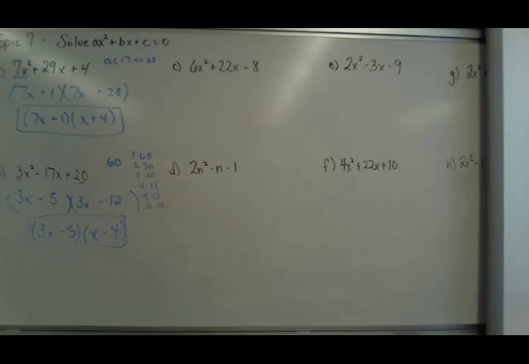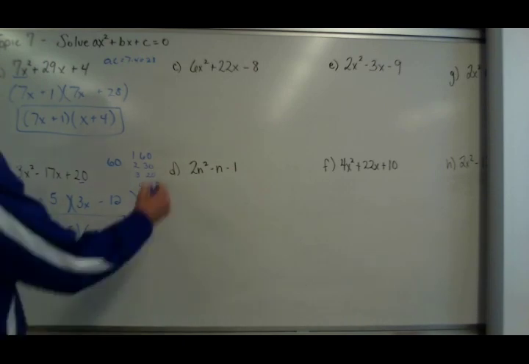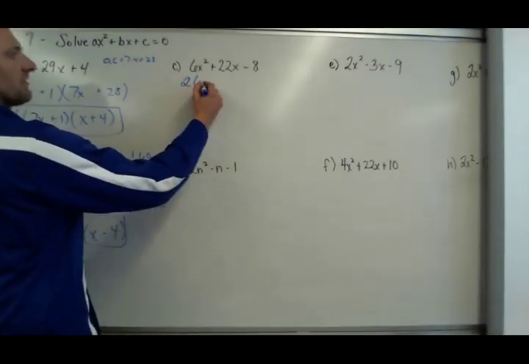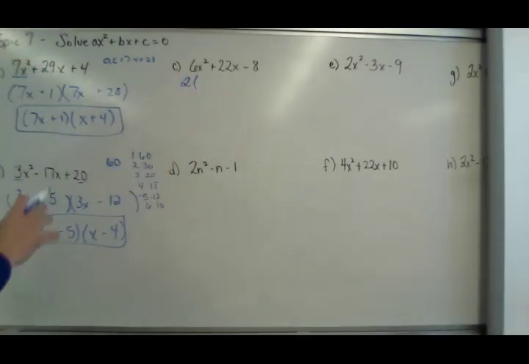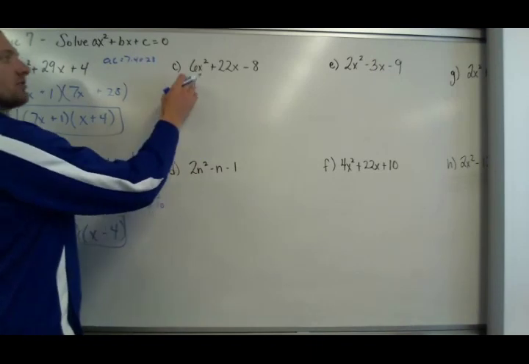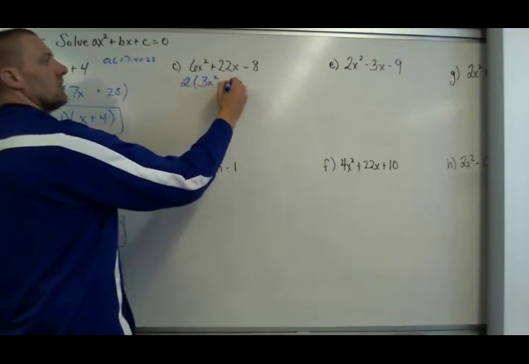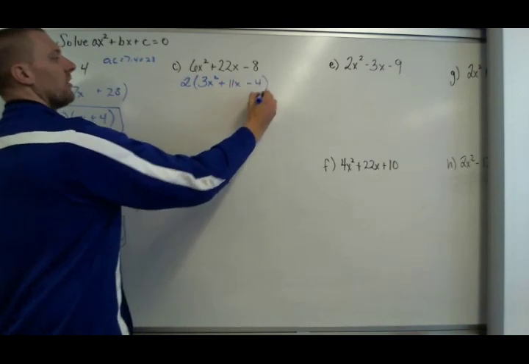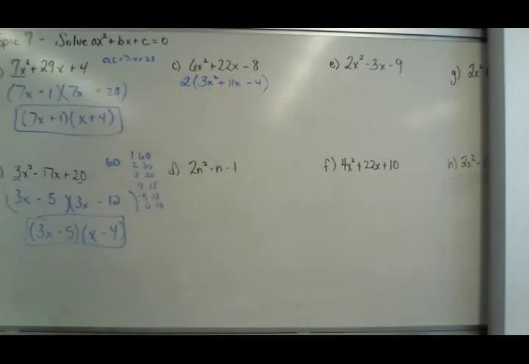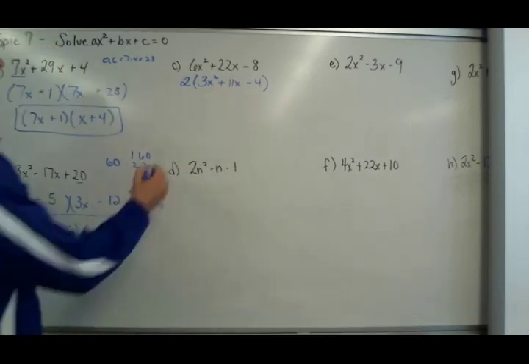Now if you notice in C, you have 6, 22, and 8. Now there is a common factor there of 2. So I'm actually going to divide out and factor out that 2. Now we looked at that a few topics ago. The greatest common factor can come out. And when I do that, I think division. So I end up with 3x squared plus 11x minus 4. And now we factor this down.